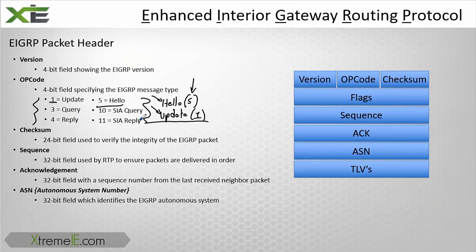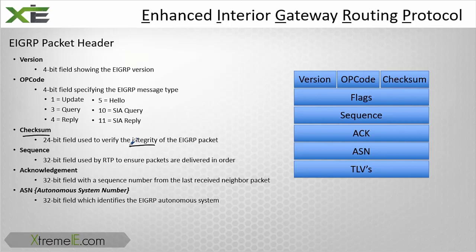Now, the checksum is going to be a value that we use to validate the actual integrity of that packet. So when we see this checksum value, we're putting it into the header so that we can ensure that the packet is not corrupt, that it's actually the right packet, if you will. Again, it's validating the integrity of the packet that we're actually receiving.